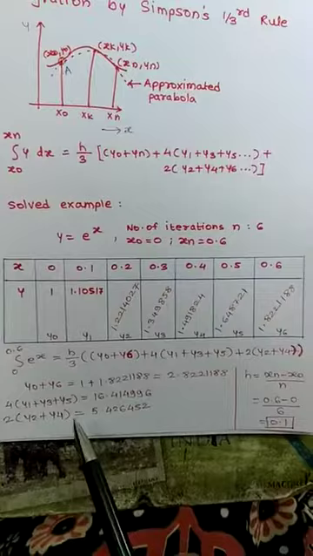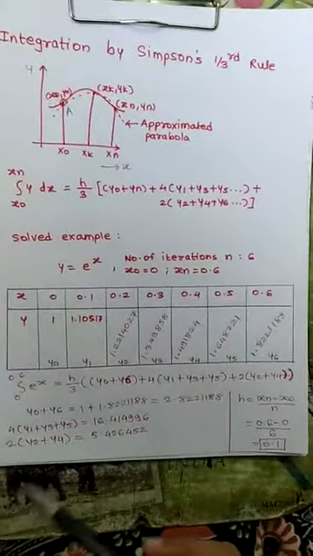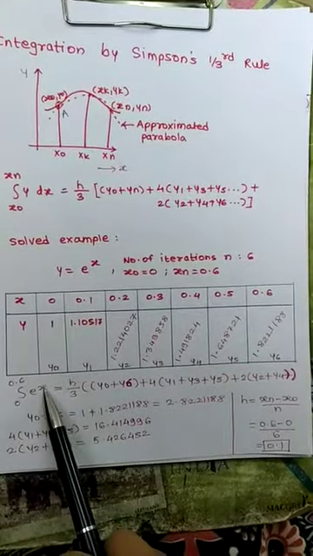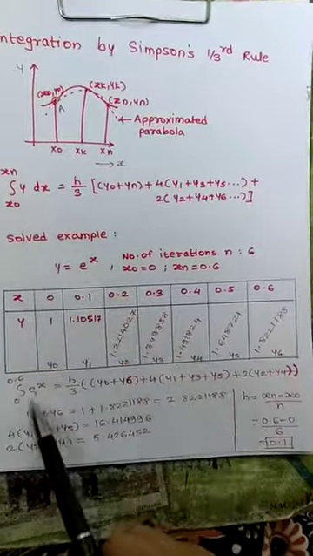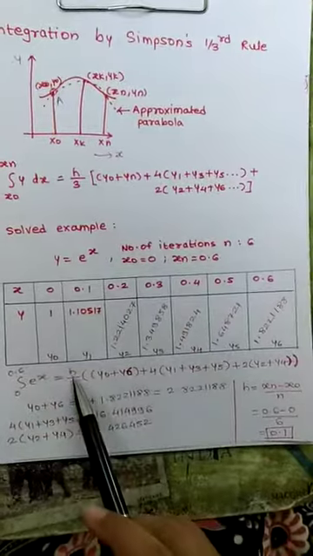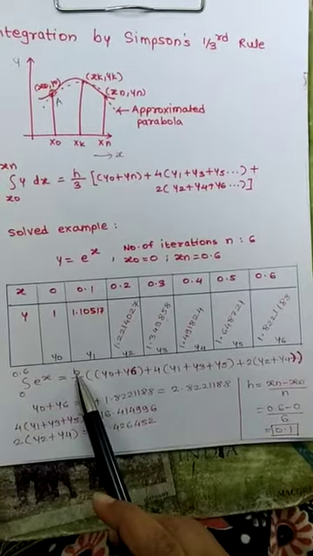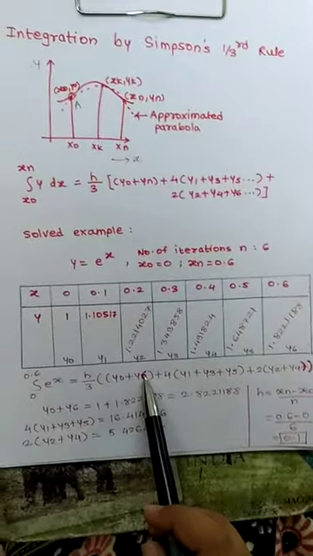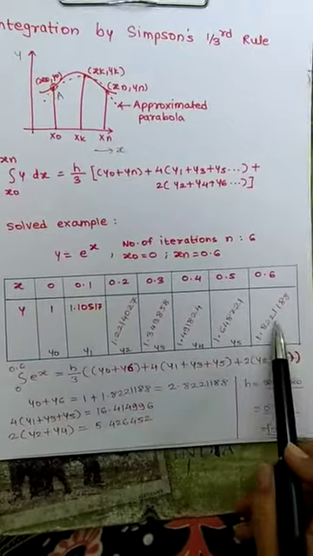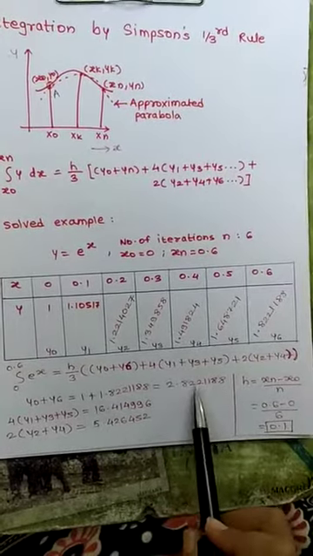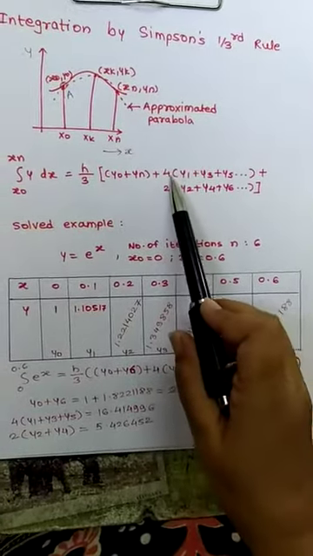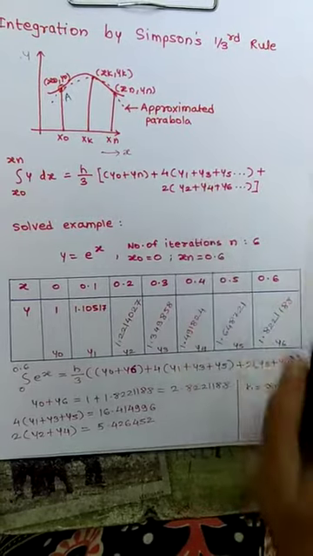Now let us create the formula from what we have studied previously. From 0 to 0.6, lower limit to upper limit, the function is e raised to x. So I replaced y with e raised to x, which is equal to h upon 3. h we know is 0.1, we have already calculated. Then y0 plus y6. What will be y0 plus y6? y0 is 1, y6 is 1.822. So it comes out to be 2.82211188.